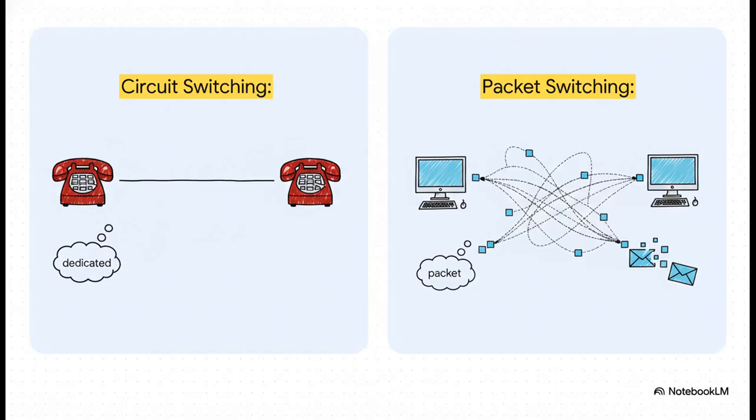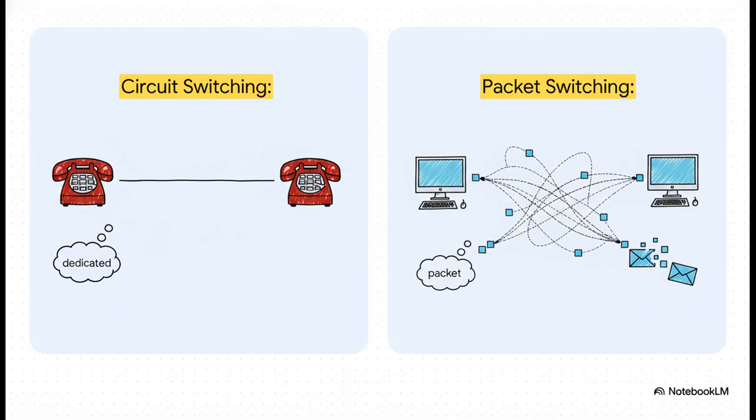So how does the internet manage all this traffic? Well, in the old days of landline phones, they used something called circuit switching. A dedicated line, a private road, was created just for your call. But the modern internet uses packet switching.